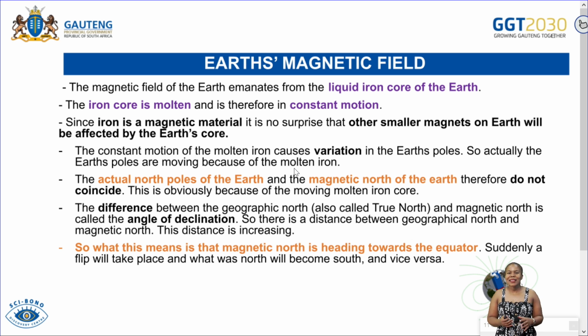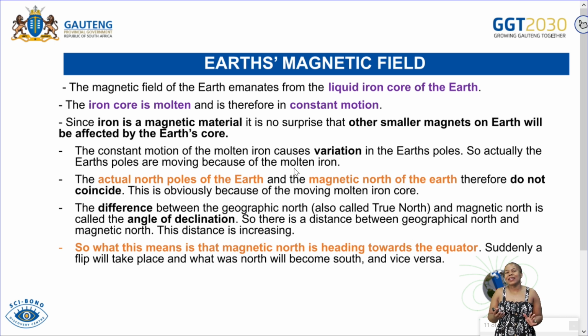Now, not only are there different types of magnets, like your horseshoe, U-shaped magnet, and your bar magnet. Also, the Earth itself is considered to be magnetic. Why is that? Or why does it have its own magnetic field? Okay, let's explore that part.